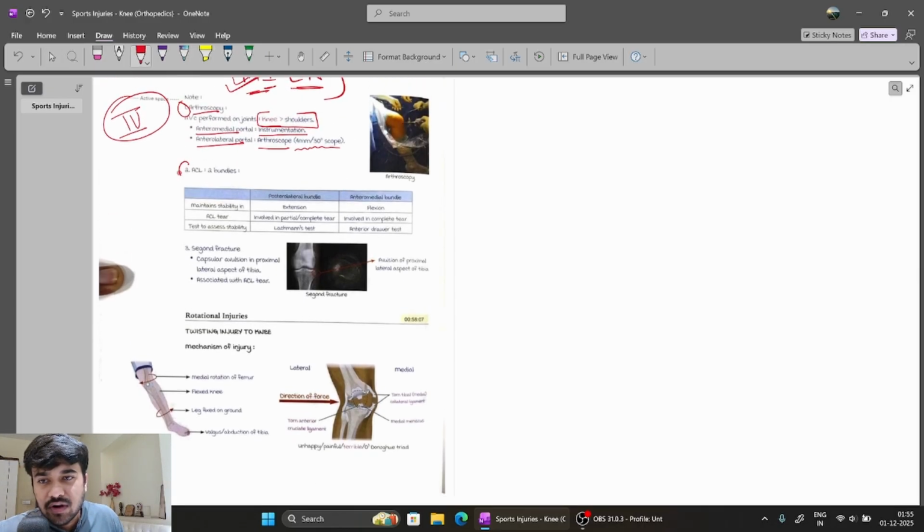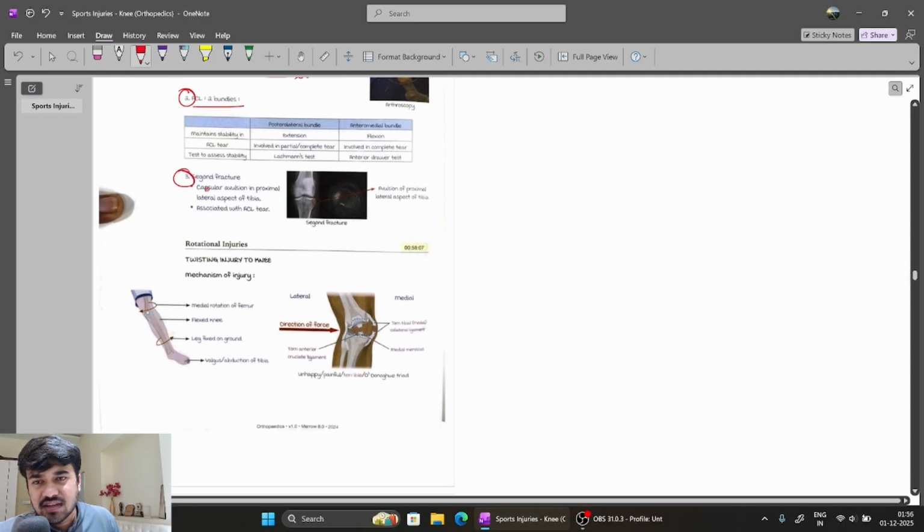Then second point, the anterior cruciate ligament has two bundles, the posterolateral bundle and the anteromedial bundle. So you just have to remember this. There is no understanding part here. The anteromedial bundle helps maintain stability during flexion, while the posterolateral bundle helps maintain stability in extension. In ACL tear, the anteromedial bundle is involved in complete tear. The posterolateral is involved in partial tear. And the test for posterolateral is Lachman's test, and for anteromedial, the anterior drawer test. So this is not that important.